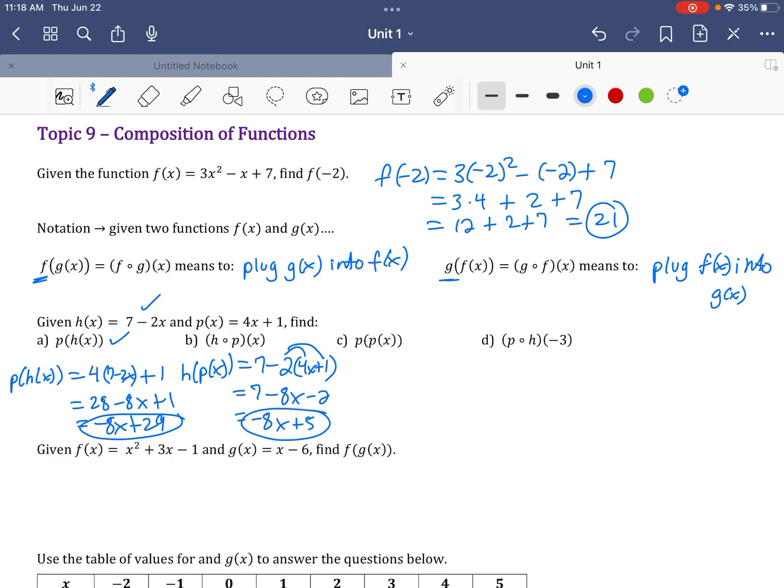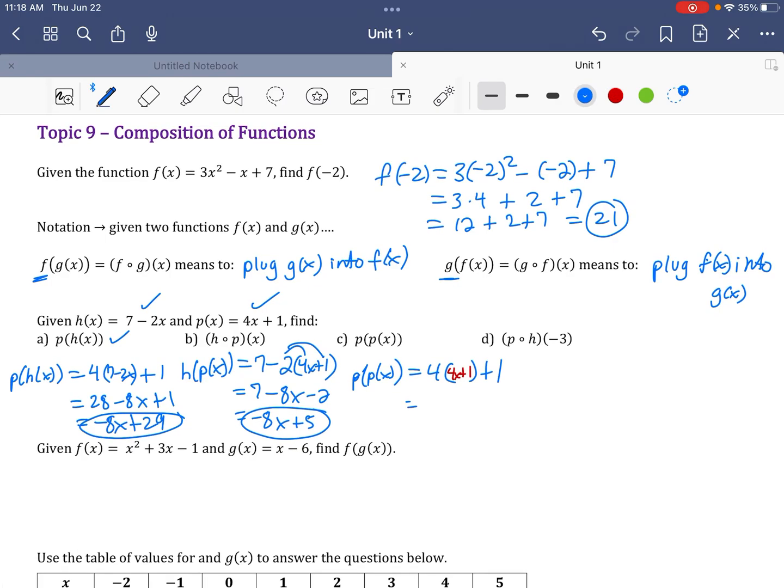All right, so letter C, this says p of p of x. That's a little bit weird, but all that means is that p is the boss, and you're plugging p back into itself. So I'm going to write down 4 times something plus 1, because that's what p is. And in that blank space, I put 4x plus 1 again. So we just work it out. I get 16x plus 4 plus 1, so 16x plus 5.